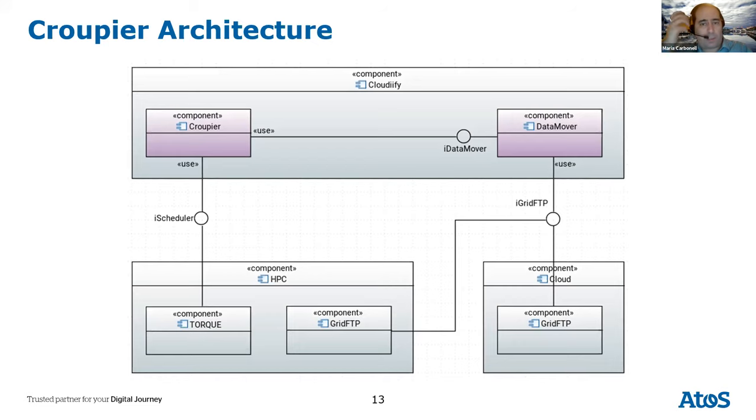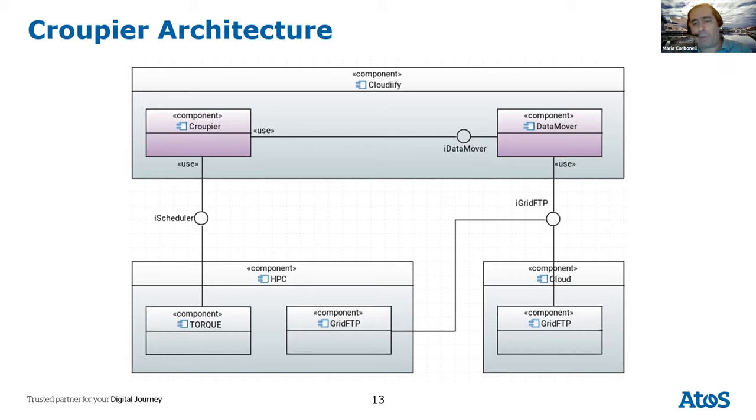Some fast vision of the architecture itself. So in the end, Croupier, as I said, is a plugin, which is working inside Cloudify. And what it does is to connect to different external systems. In this case, it will be connecting to Torque, and the data movement part will be connecting to two GridFTP endpoints.